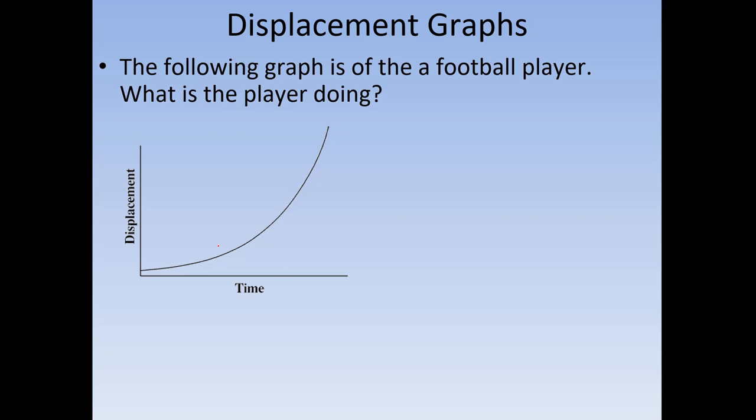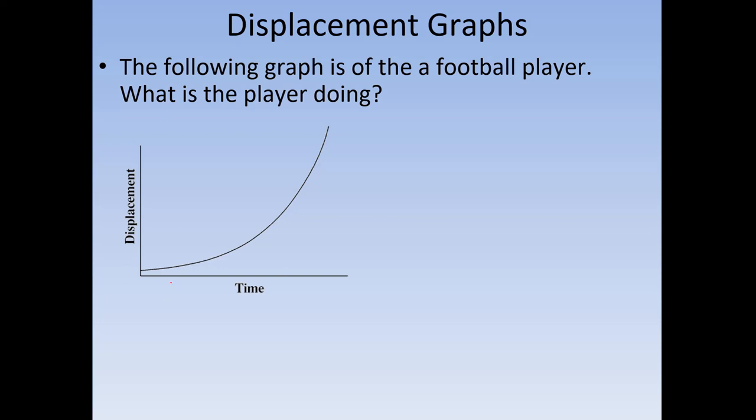So far, we've started to realize that there is this relationship when we're looking at these displacement graphs between the slope and what's going on with the speed. Now let's look at this one. First off, how would you describe what's going on with the slope? And then can you come up with a story with what the player is doing?